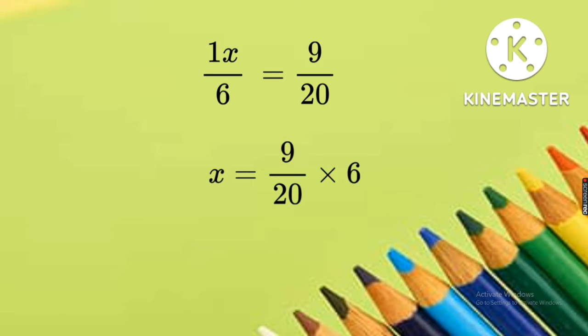Now let us simplify it. 2 3s are 6 and 2 10s are 20. I think it can't be simplified further, right? So multiplying 9 by 3, we got 27 upon 10. So we got the value of x is equal to 27 upon 10, which is the required answer or the value of variable x.